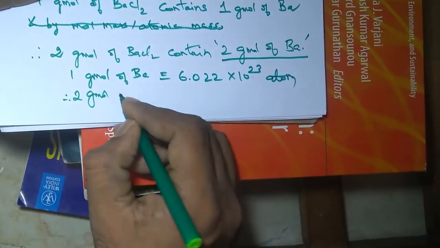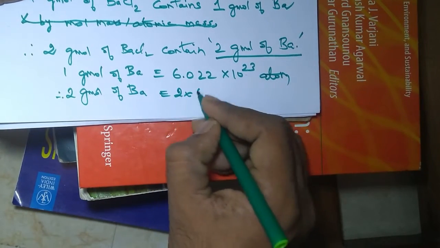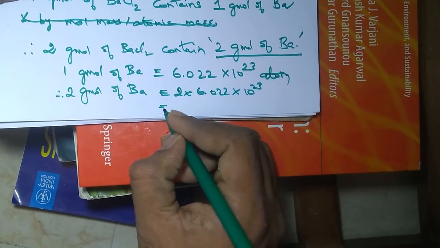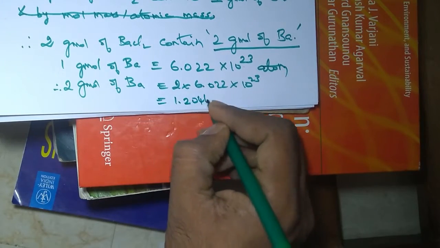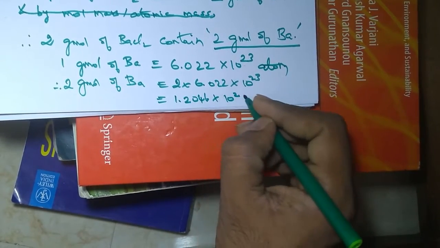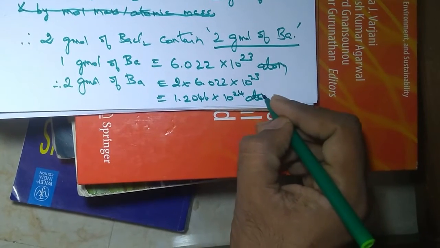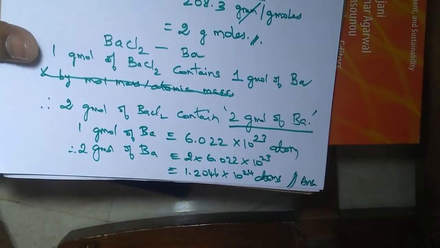Therefore 2 gram mole of barium will contain 2 into 6.022 into 10 power 23. So the value is 1.2046 into 10 power 24 atoms. So 2 gram mole of barium will contain 1.2046 into 10 power 24 atoms. So that is the required answer.